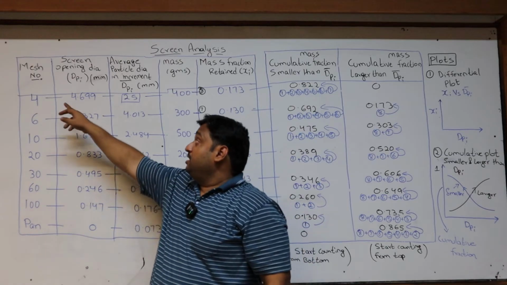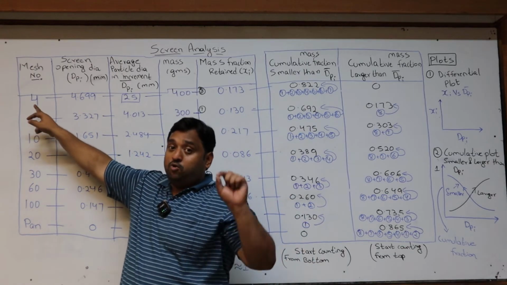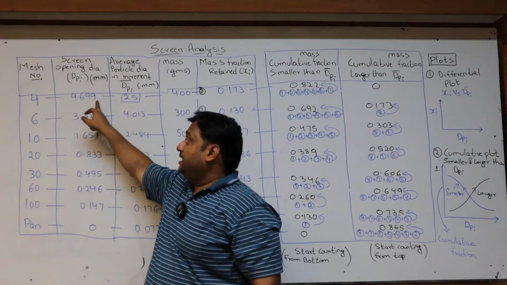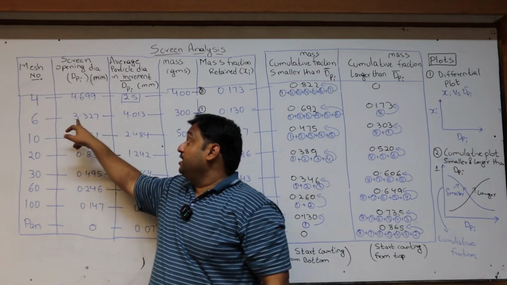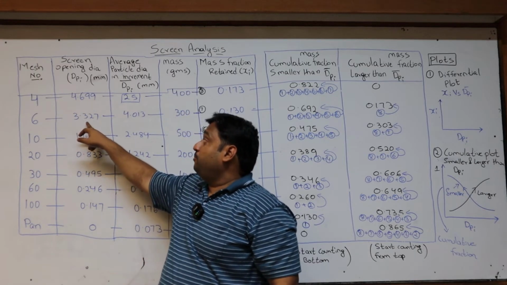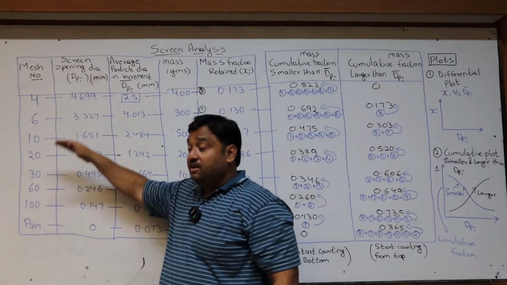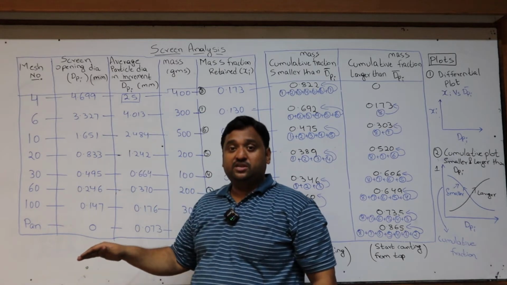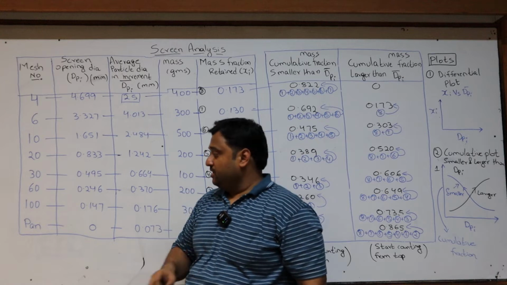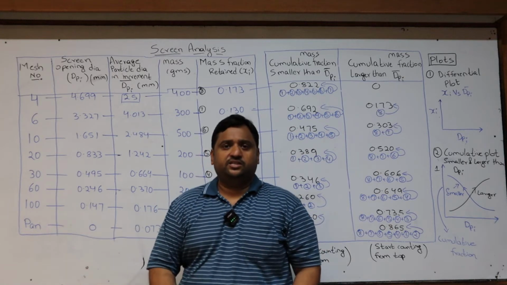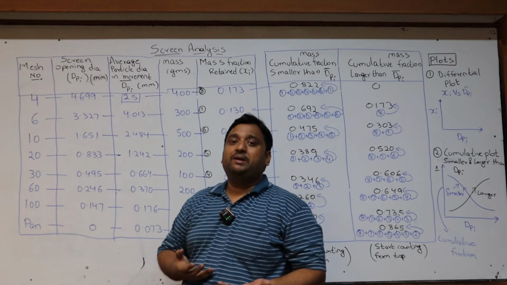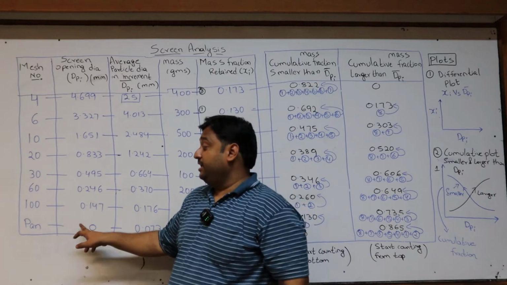That means mesh number 4 has an opening diameter of 0.699 mm. Mesh number 6 has an opening diameter of 0.327 mm. Similarly, for the pan, as that is a container to collect, there is no opening diameter as such for the pan. We are taking it as 0.